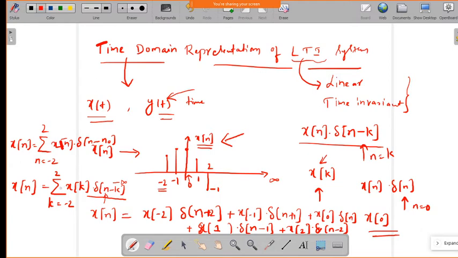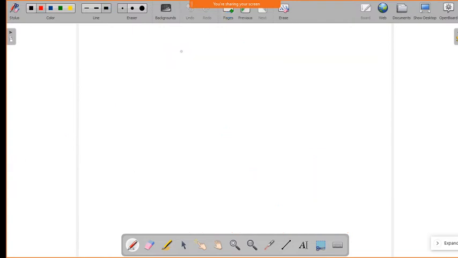So now if I represent it between minus infinity to plus infinity, what will happen? I can represent x of n as the summation over k equal to minus infinity to plus infinity of x of k into del of n minus k.